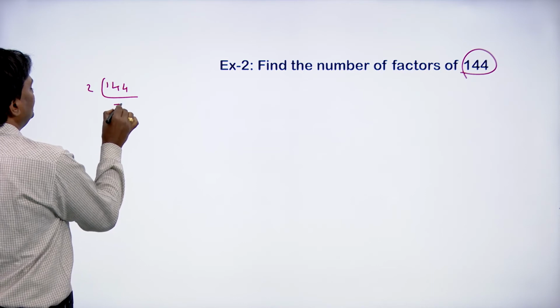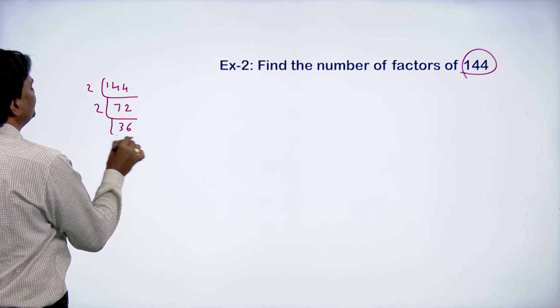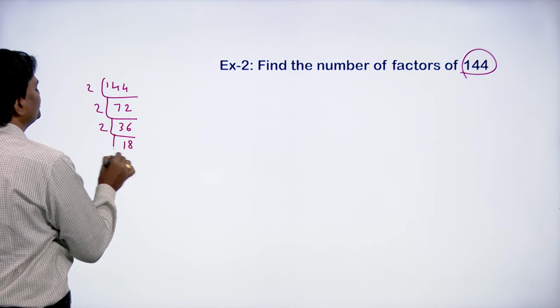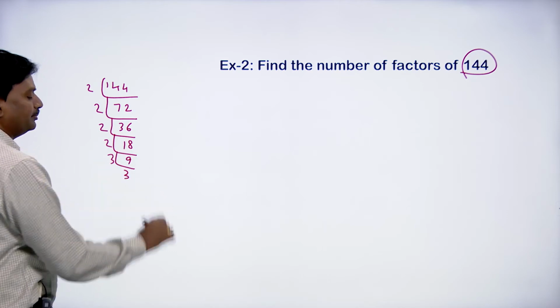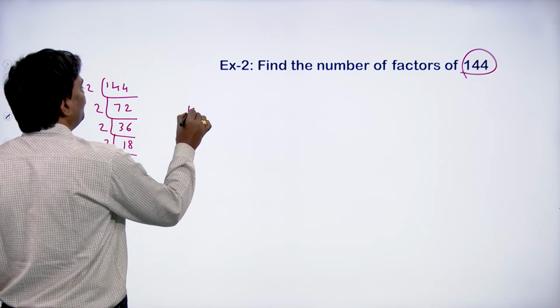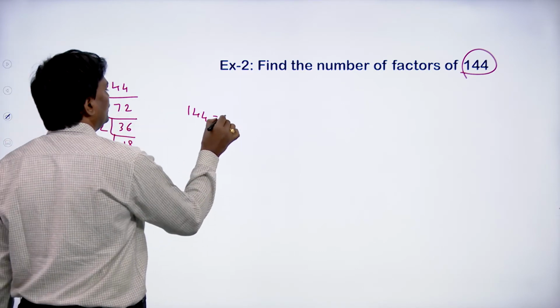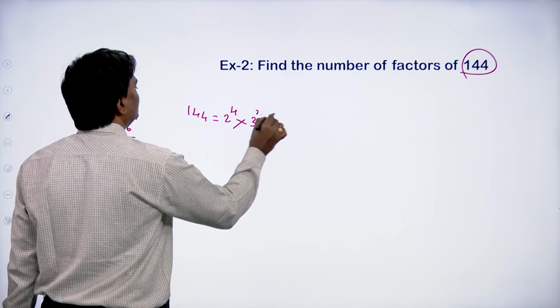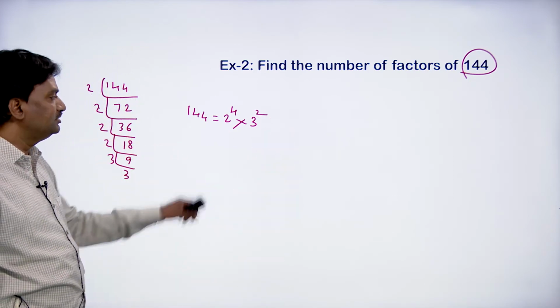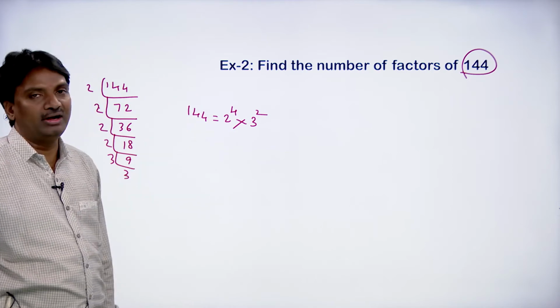So 2 7 the 14, 2 2 the 14, 2 36 times, 2 18 times, 2 9 times, 3 3 times. So we can write 144 as 2 power 4 into 3 square. 2 power 4 is 16, 3 square is 9, 16 into 9 is 144.